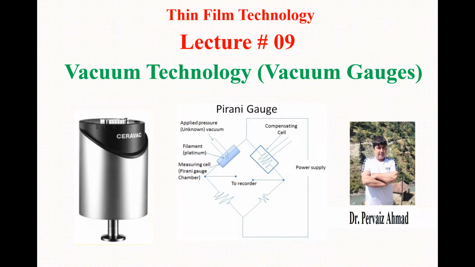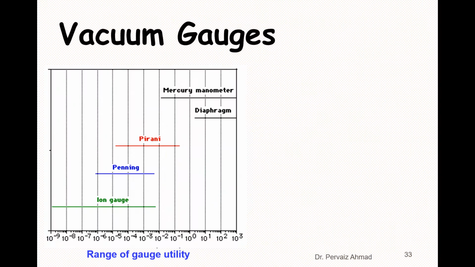In this lecture, we will proceed with vacuum technology. In this particular section, we will discuss the vacuum measuring devices that we call vacuum gauges. We will discuss different types of vacuum gauges, their working principles, their vacuum ranges and applications, and where these kinds of gauges can be utilized.